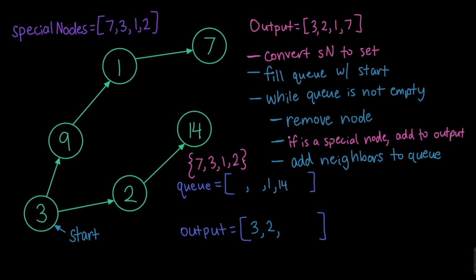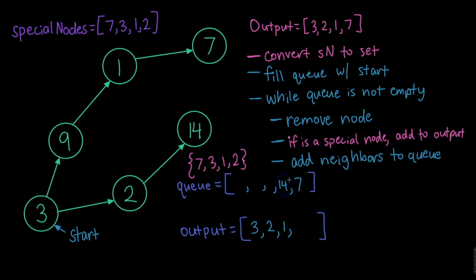Now we go back to the top of our queue and we say pull out another node. So we'll grab the 1 node and we move it out here and we want to see, is this a special node? It actually is. We can see that it's a part of the special node set. So we add it to our output. So we can add our comma here. And then we want to add any neighbors of the 1 node to our queue. So we'll come here and we'll say, all right, add the 7 node. That finishes this iteration. We come up here to the 14 node, we pull it out.